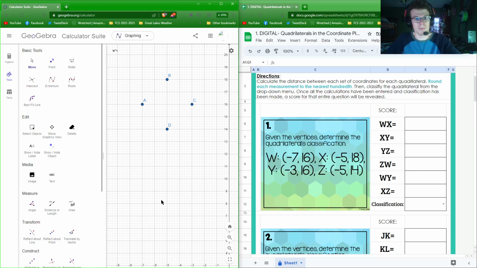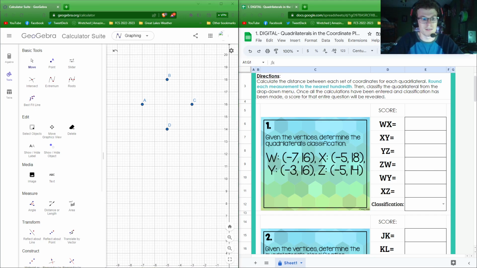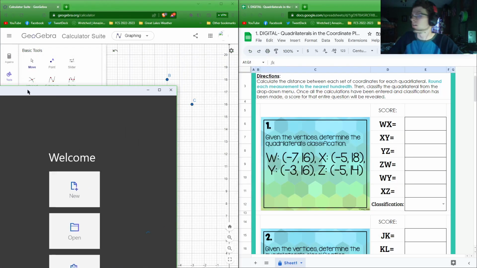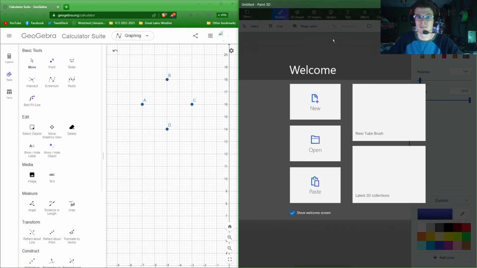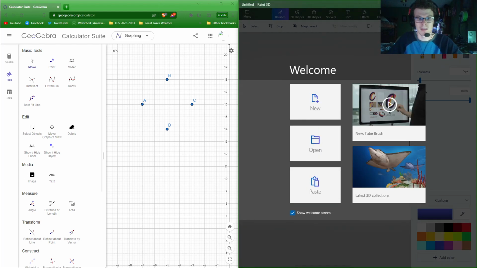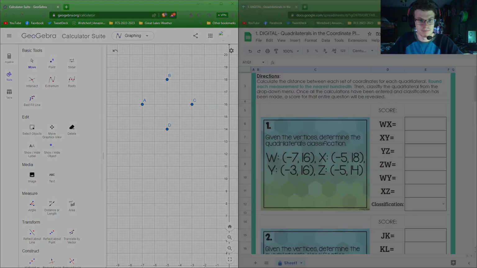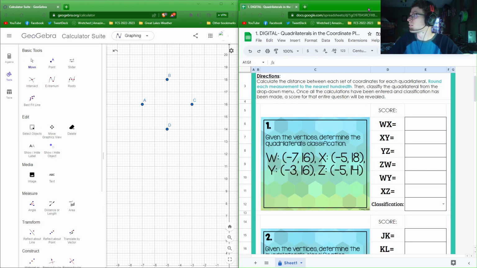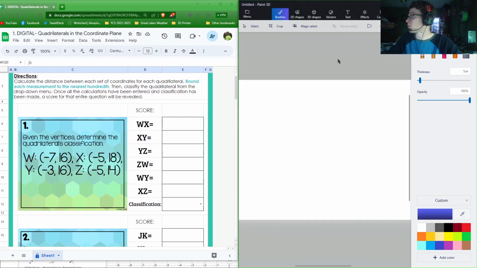Let's pull up a notepad. Let's see if this will do the trick. Alright, I think it will once I get my other stuff out. Alright, so here we are. So, I have a notepad here. Okay? So, let's do this real quick.